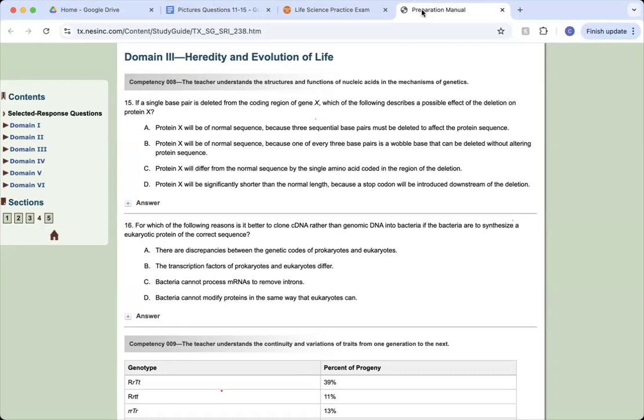So again, we know it's not A and B because we know the protein's not going to be normal. And we can eliminate C because it says a single amino acid change, and we know that it's going to be everything after that. So it's going to be a lot more than that.